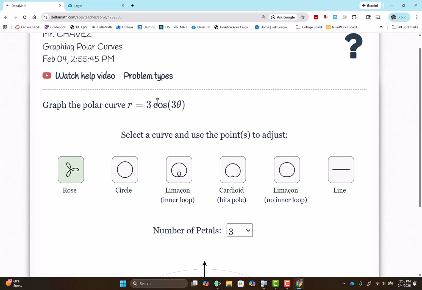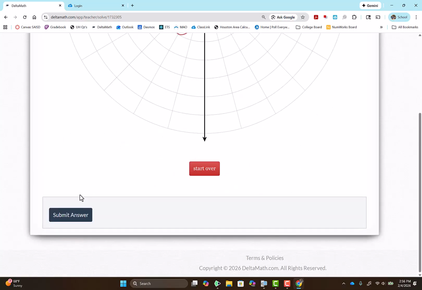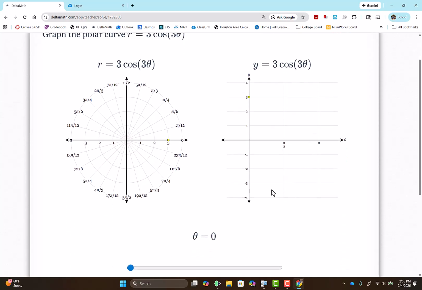1 times 3 is 3. So I'm going to go to 0, 3. Here it is, this is 0 radians, and 3: 1, 2, 3. It does it for me. And there it is. Am I symmetric on the x-axis? Yeah, I am. And I'll push submit. And look at that. Check it out real quick.